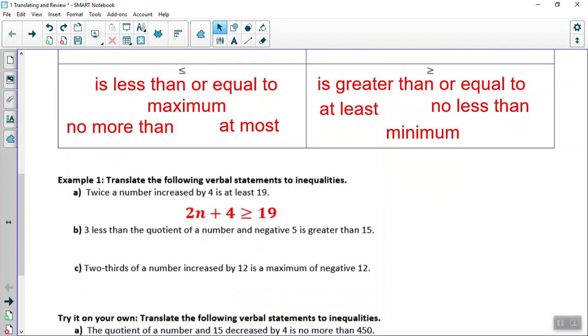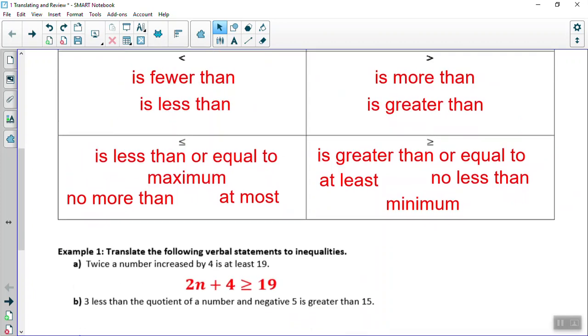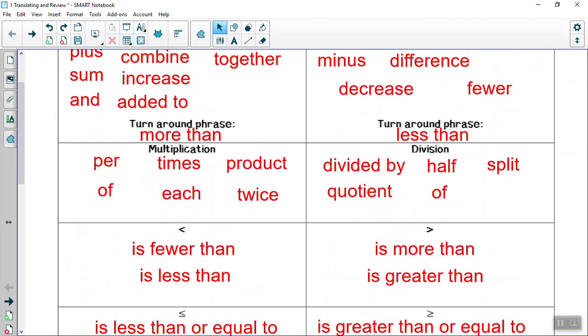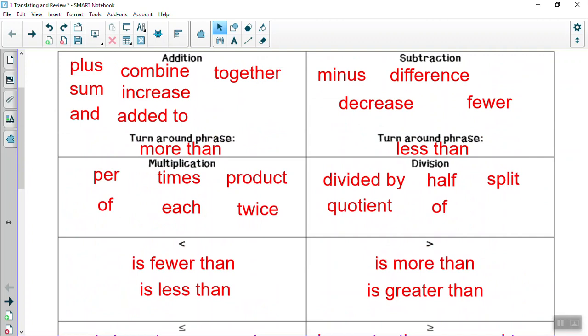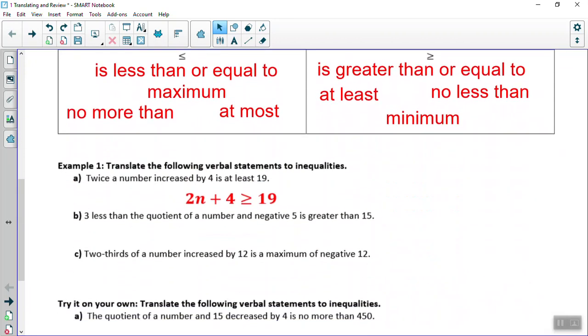Alright, now let's take a look at the next one. 3 less than the quotient of a number and -5 is greater than 15. Alright, so here's that word less than. Right, so what we have to look out for is it's not the symbol, because it doesn't say is less than, it says 3 less than. So that comes up here to our subtraction turnaround phrase. Alright, so what exactly does that mean to turn it around? Well, that means that the 3 is now going to go at the end.